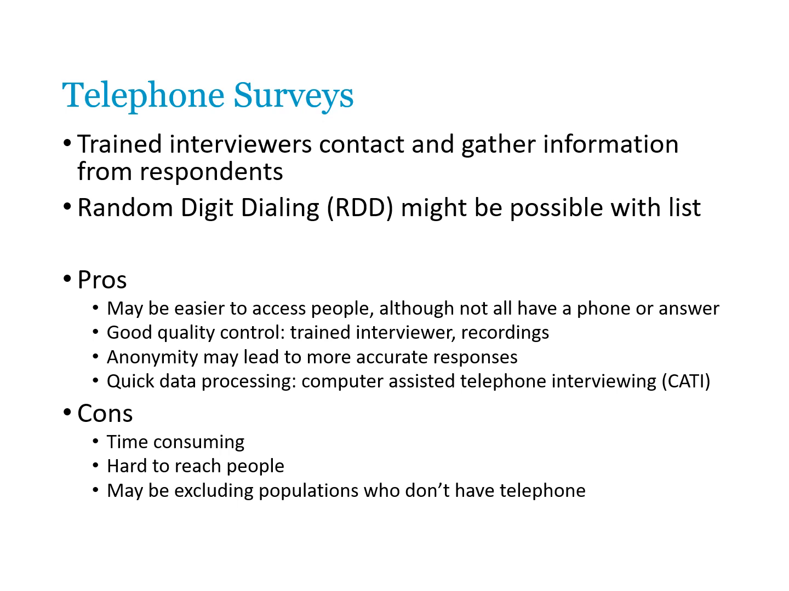You have good quality control if you train the interviewer and you have recordings of the surveys. And the anonymity may lead to more accurate responses. You can do quick data processing, particularly if you're using a computer-assisted telephone interviewing system, which is a specific system that collects and processes data as you are collecting them. Cons are that it is time-consuming and it can be hard to reach people. You might also be excluding populations who don't have a telephone.